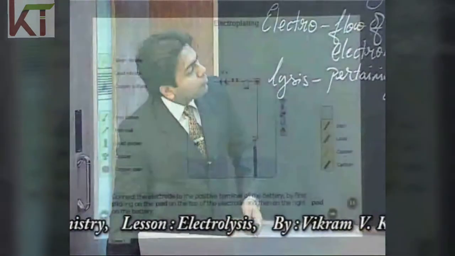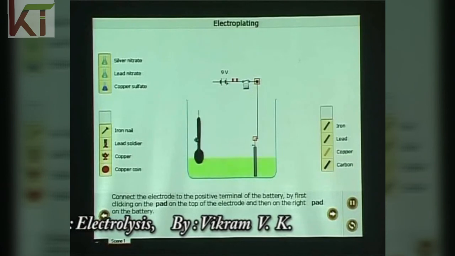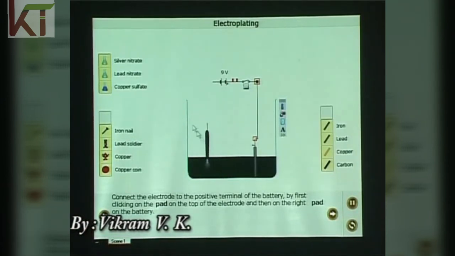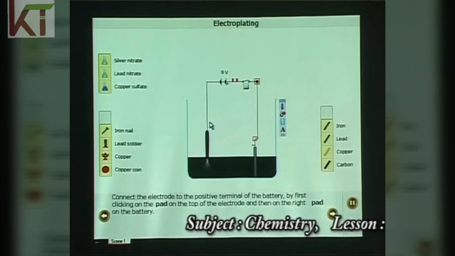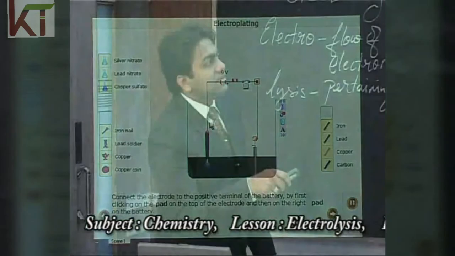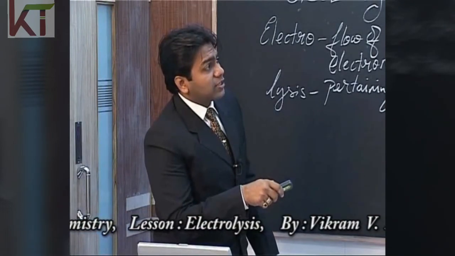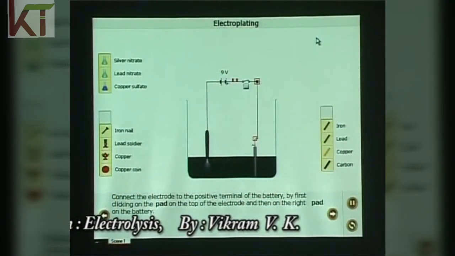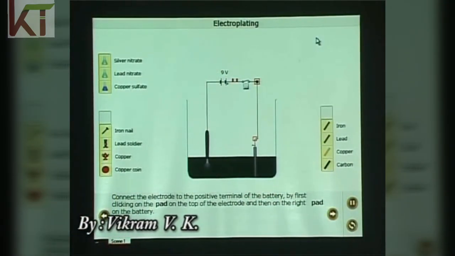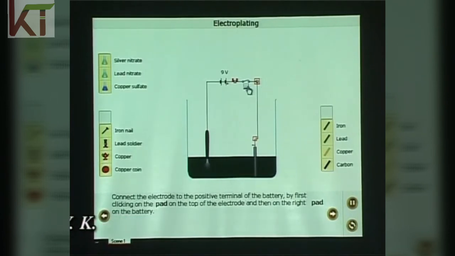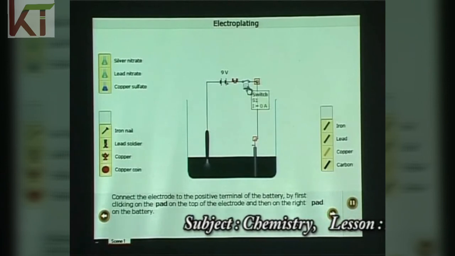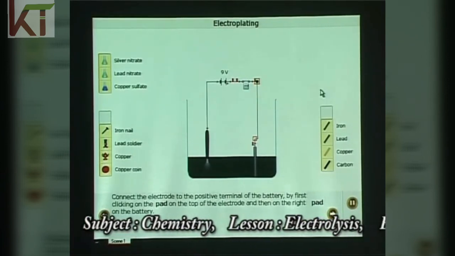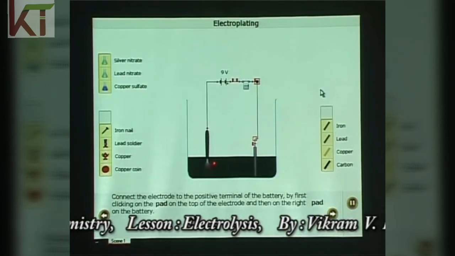The next step is I want to plate, say, this iron spoon. So I'll drag this iron spoon and place it in the solution, and now I will connect it to the negative terminal. This has been connected, right? Now the iron spoon is connected to the negative terminal, so it acts as the cathode: negative cathode, positive anode. Is the circuit complete? No. What is pending? Switch on. So let us now switch on the button to complete the circuit and observe what is happening in the spoon. You will see that this iron spoon is slowly becoming silvery in color.